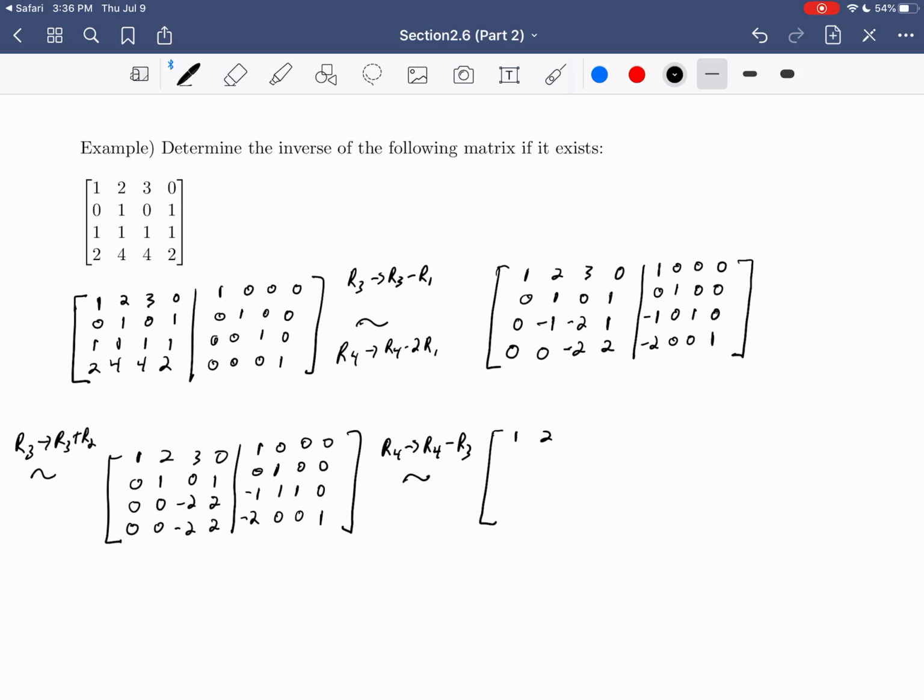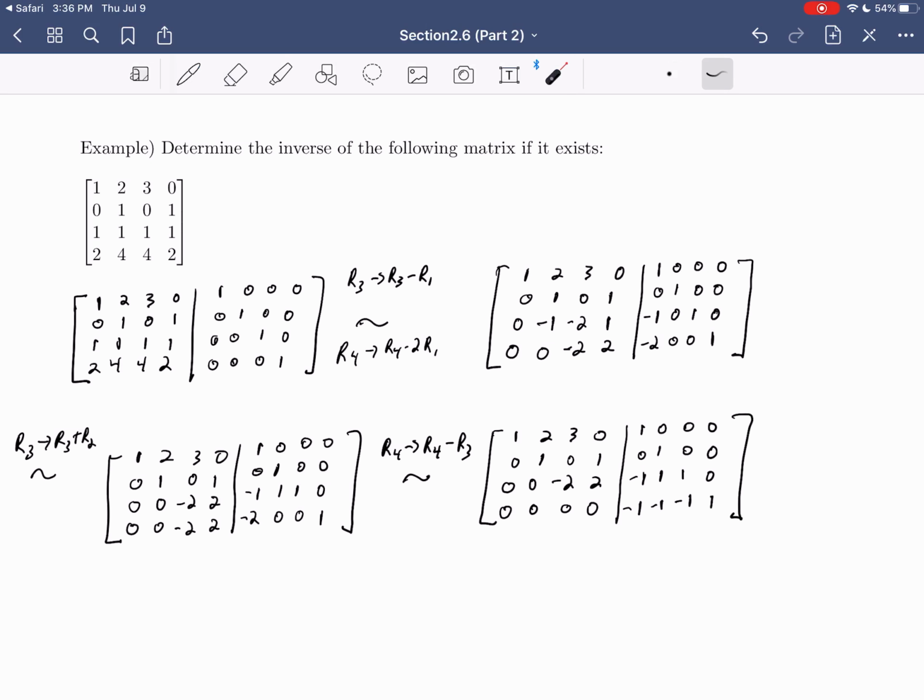So we have 1, 2, 3, 0. 0, 1, 0, 1, 0, 0, negative 2, 2, and 0, 0, 0, 0. And then, of course, over here we have 1, 0, 0, 0, 0, 1, 0, 0, negative 1, 1, 1, 0, and then we subtracted that. So it looks like we'd get negative 1, negative 1, negative 1, 1.